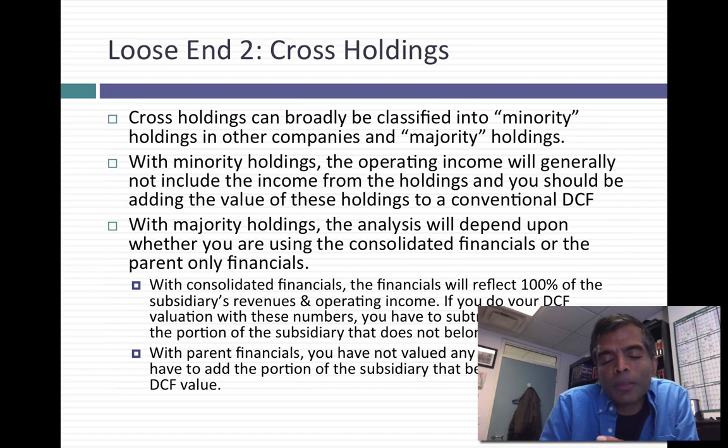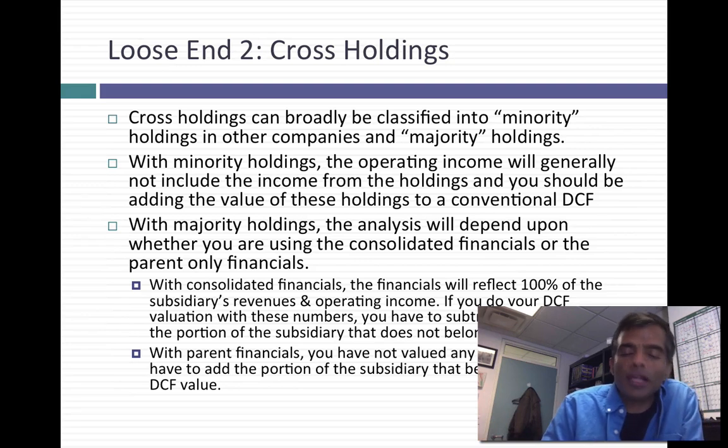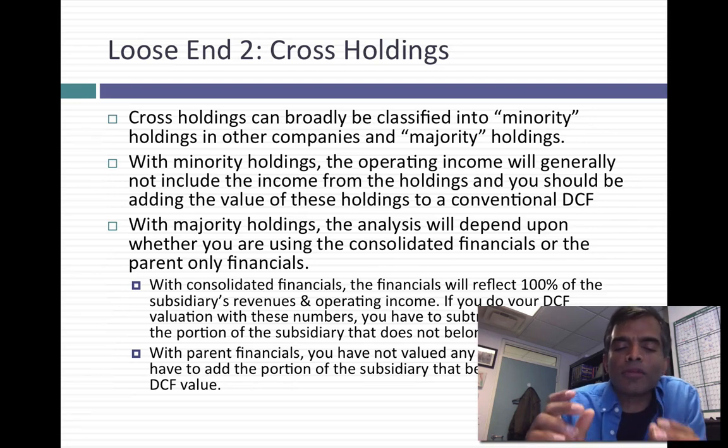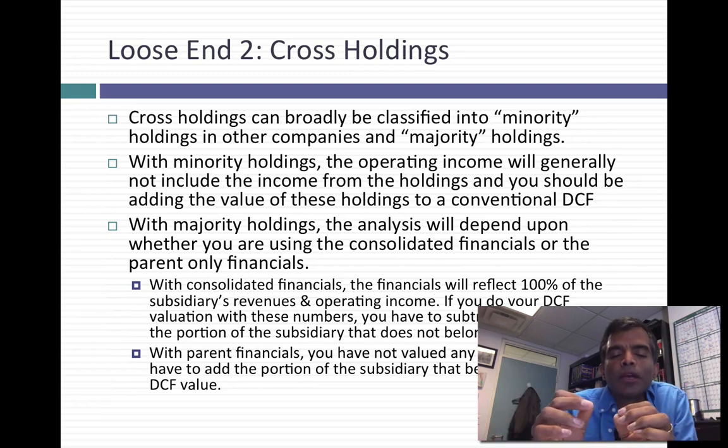If I give you just the parent financials, remember they don't include the subsidiary. Then you have to value the subsidiary separately, take 60% of that subsidiary and add it on to your DCF valuation. So in any problem with cross holdings, check what I say about the financials. Am I giving you the parent financials or the consolidated? Because how you approach the analysis, especially with majority holdings, can be very different depending on what I give you.